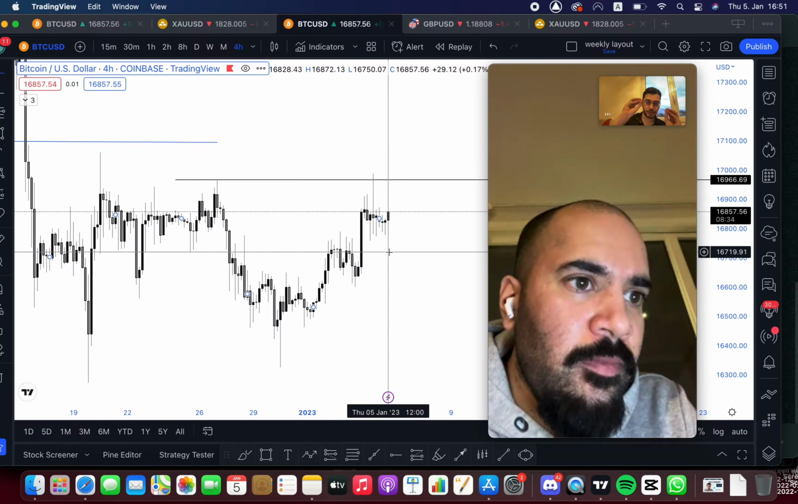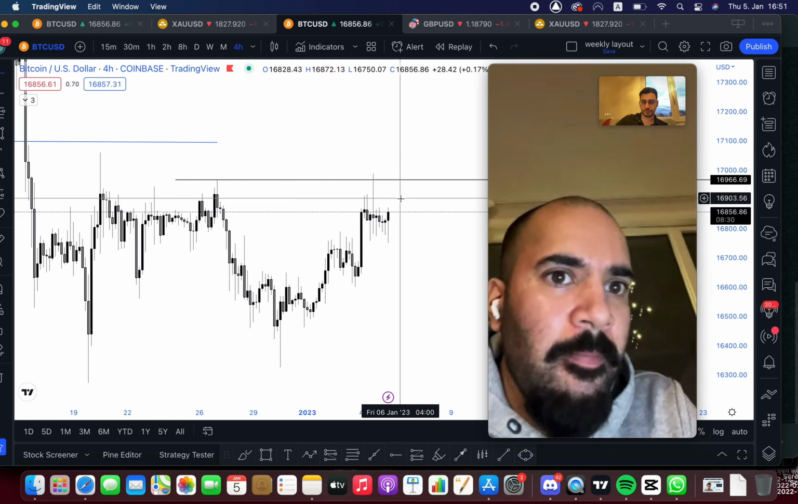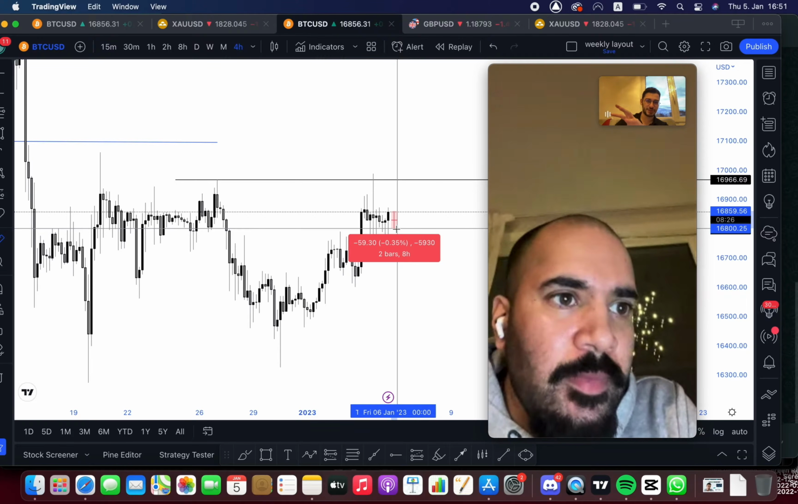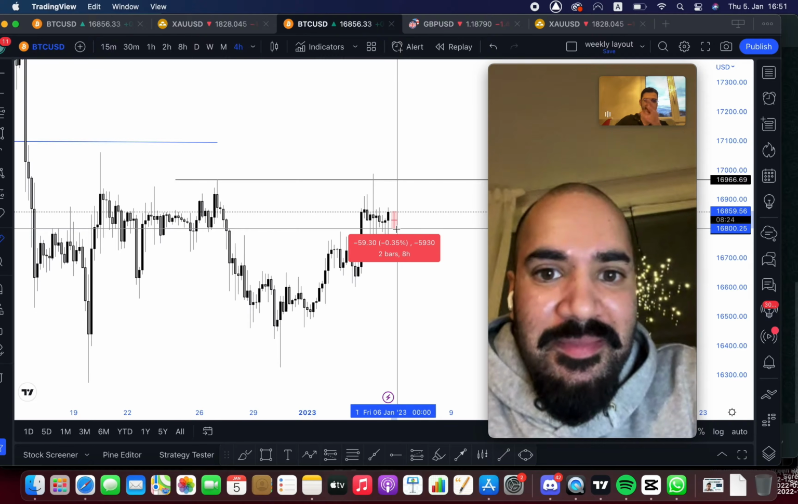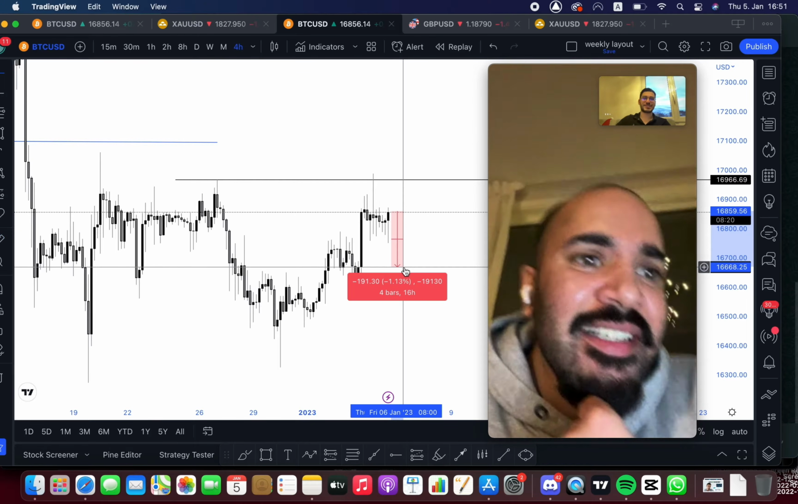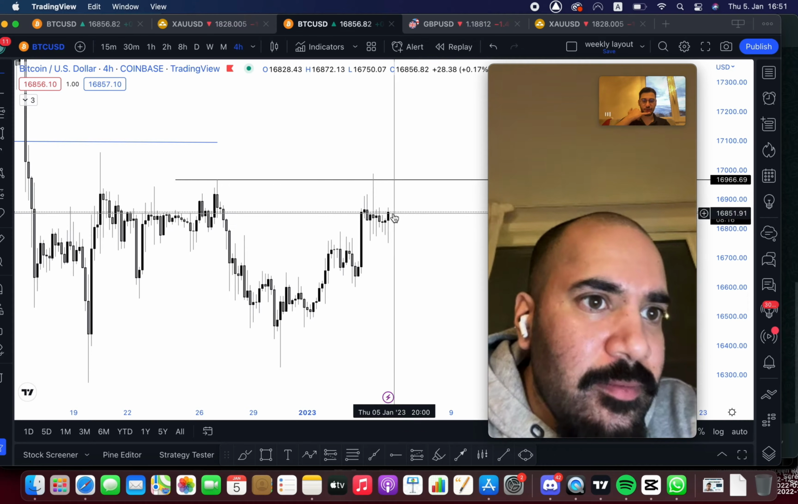That's it. On a daily time frame. When I say daily time frame, I don't mean the daily time frame on TradingView. I mean on a daily time frame, like the 24 hours, for the day trade. So we'll see if we can get this retracement to the downside.